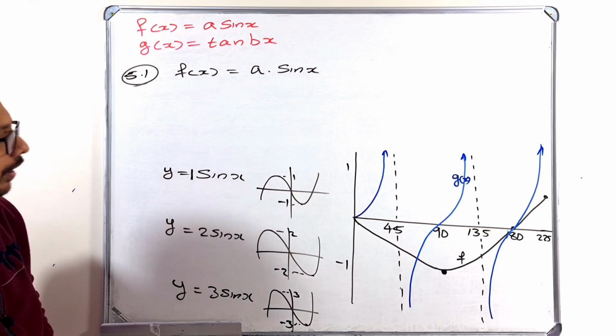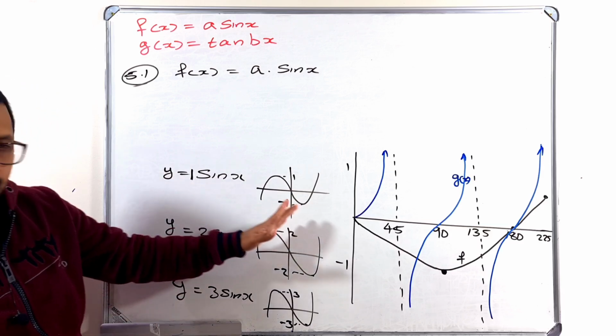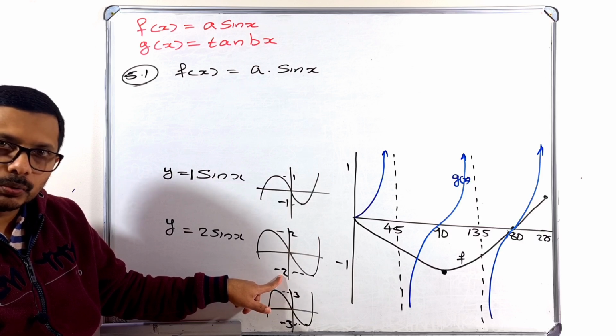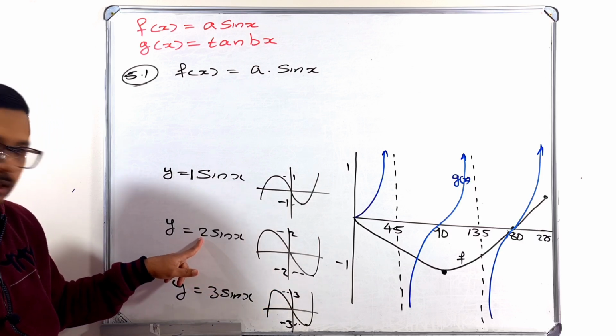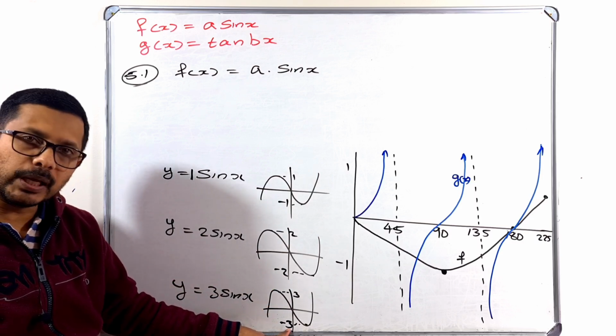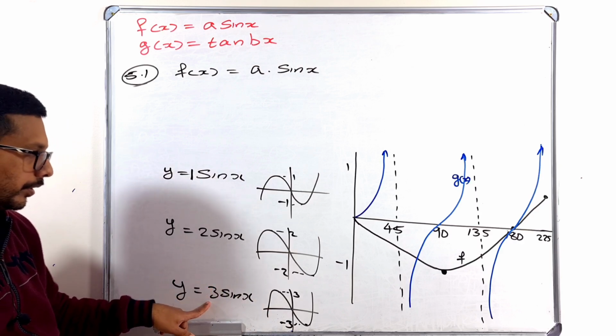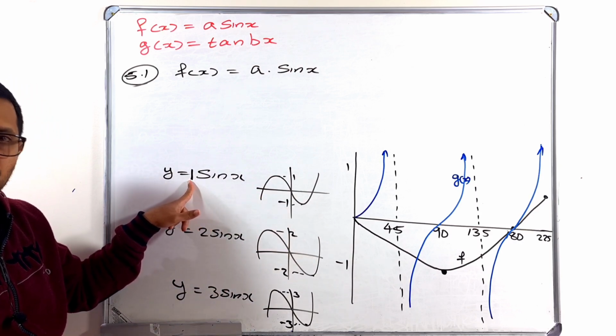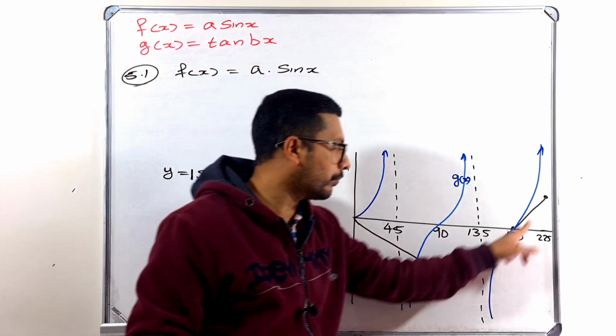Okay, so here look at the reverse order. If the minimum value is -2, what is the amplitude? It is 2. If the minimum value is -3, what is the amplitude? 3. If the minimum value is -1, what is the amplitude? 1. Look at our f of x graph.